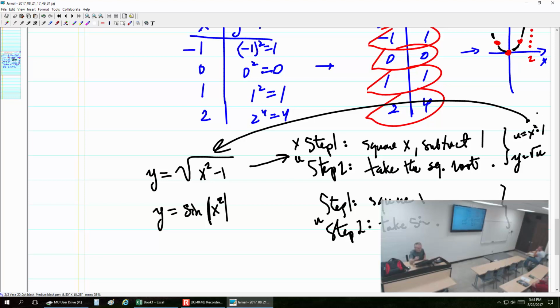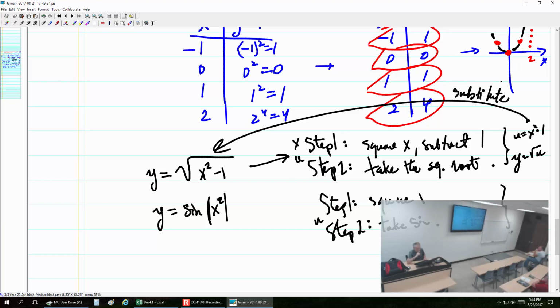These two steps, two formulas. u equals x squared minus 1, and y is equal to square root of u. How do I get the original formula? Did you replace the u? Yeah, just substitute u into the first formula for u, substitute the second, and you have the formula. So the decomposition is the challenge.